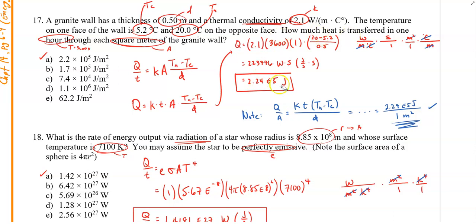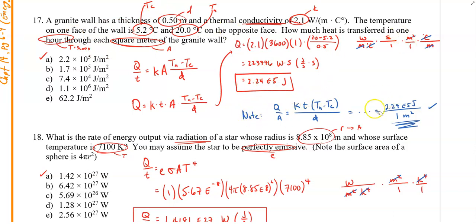Now, at first glance, that might be a problem because all of our answer choices are joules per meter squared. One thing that we can't forget about, though, is that this was the amount of energy that flows through precisely 1 square meter of the granite wall. So by design of the problem, it ended up working out pretty nicely for us.